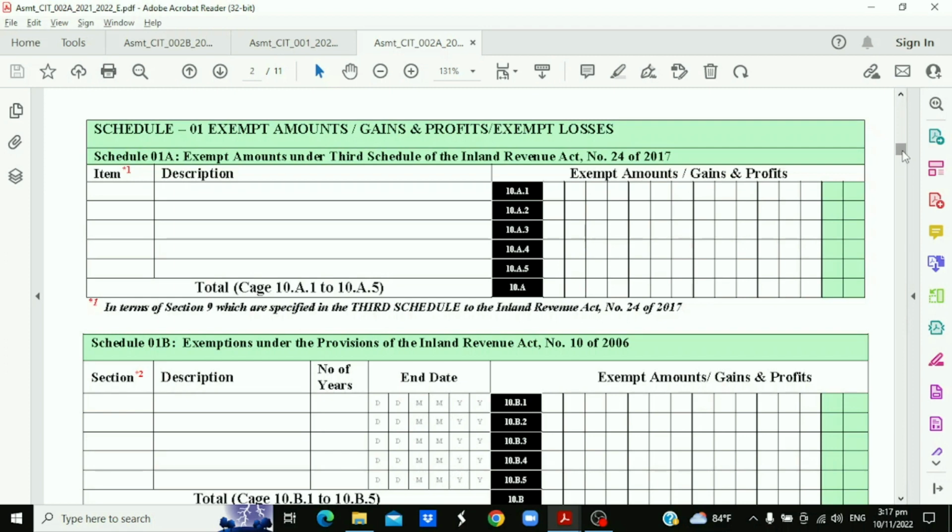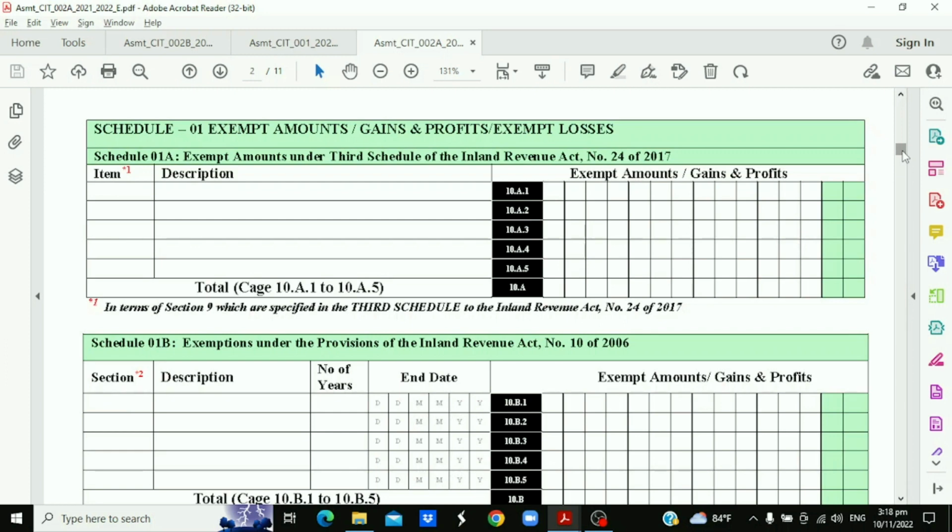Within schedule 1 there are 4 tables. In schedules 1A, 1B and 1C, you have to declare the profit or gain claimed as exempt. Schedule 1D is used only to declare losses which arise from the exempt amount. Schedule 1A is allocated for exempt amounts under the third schedule of Inland Revenue Act number 24 of 2017. When you include this, you have to select the respective section.